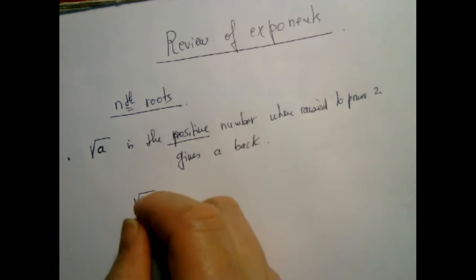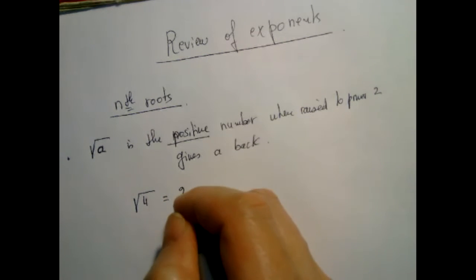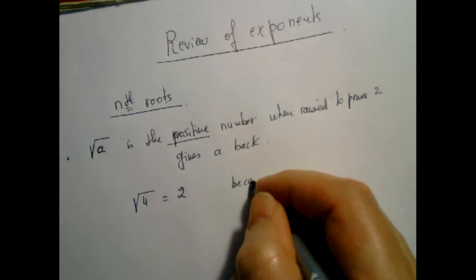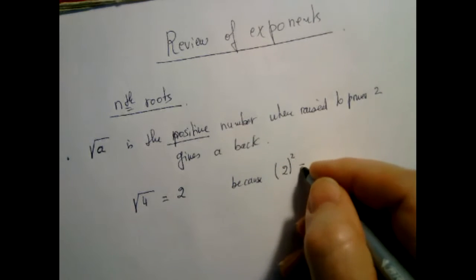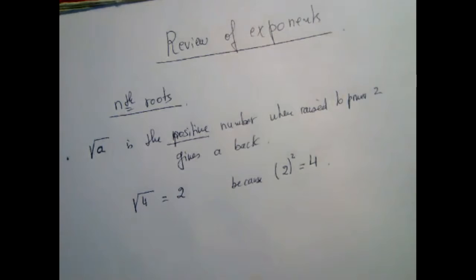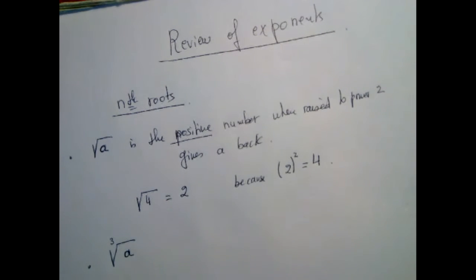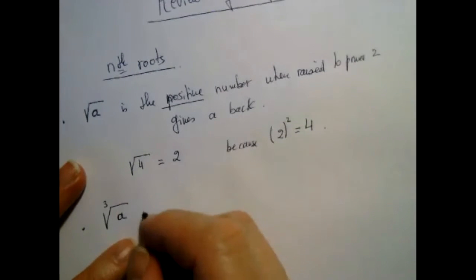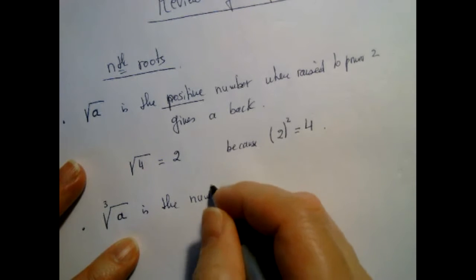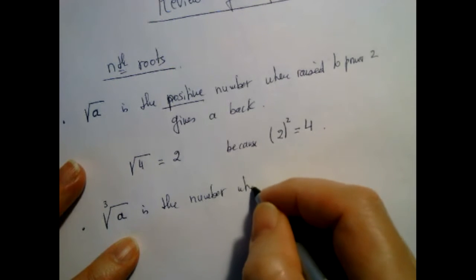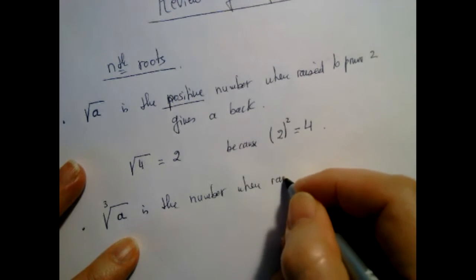So the square root of 4 equals 2 because 2 is the number that, when you square it, you get 4. Okay. Now, what's the cubic root of a? The cubic root is again the number that, when raised to the power 3, gives a back.